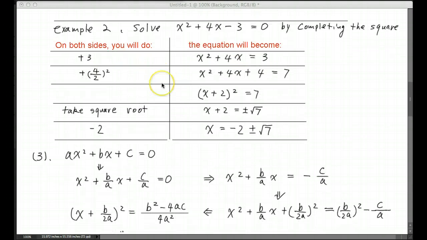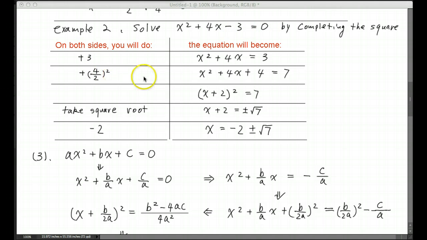Okay, so look at another example. Example 2, solve this equation. You can see the a here equals 1. So again, pretty straightforward. You do something on both sides, and then you get the equation. First of all, try to move the constant to the other side, so we add 3 on both sides.